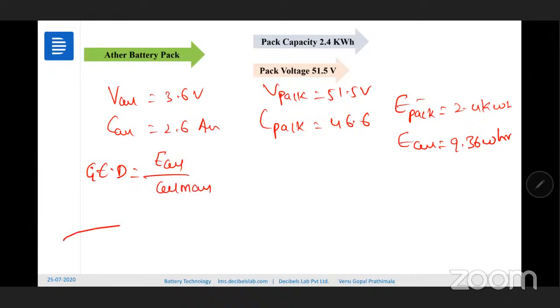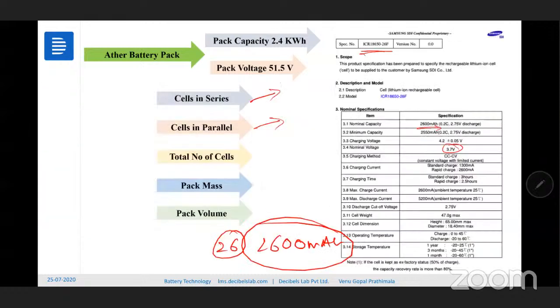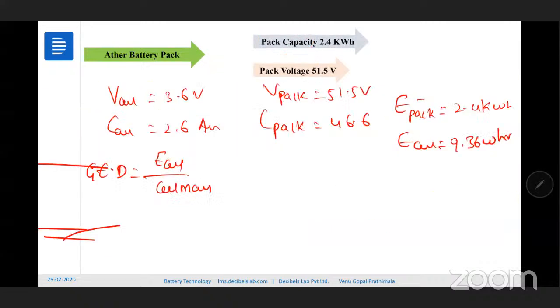So if you look at this particular cell, the cell mass is 47 grams. So here the cell mass is 47 grams. So 9.36 divided by 47, or 0.047 kg, will give you approximately 199.1 watt hour per kg. That is the gravimetric energy density. That is for a single cell.